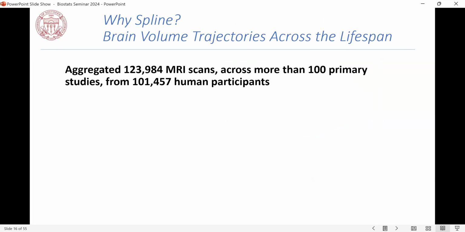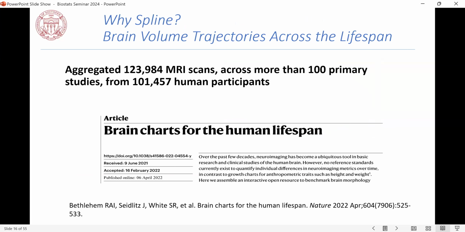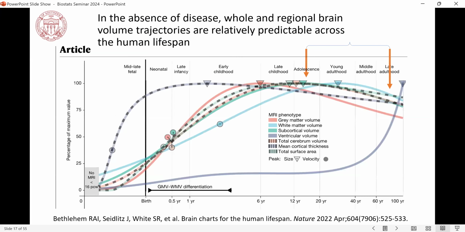This is a landmark study published in 2022, in Nature. This study aggregated over 12,000 MRI scans across 100 primary studies, from over 100,000 human participants. Look at that.